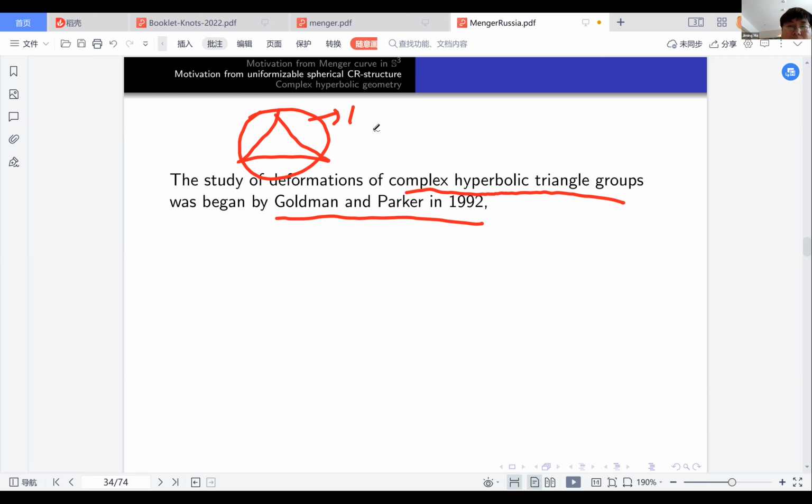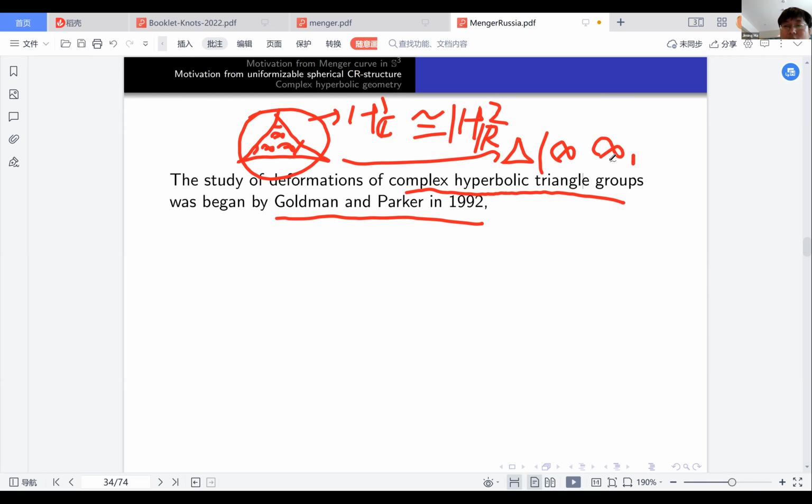By complex hyperbolic ideal triangle groups, I mean we consider a group here. Here it is H_C^1, and this is also isometric to H_R^2, right? And here it has a cusp at infinity. So it has the so-called Δ(∞,∞,∞) triangle group here. A complex hyperbolic triangle group is a representation of this group, generated by three order-two elements, into PU(2,1). Then it is called a complex hyperbolic triangle group, right?